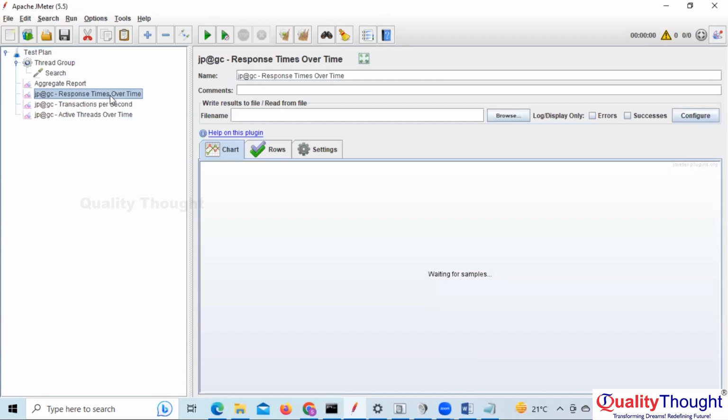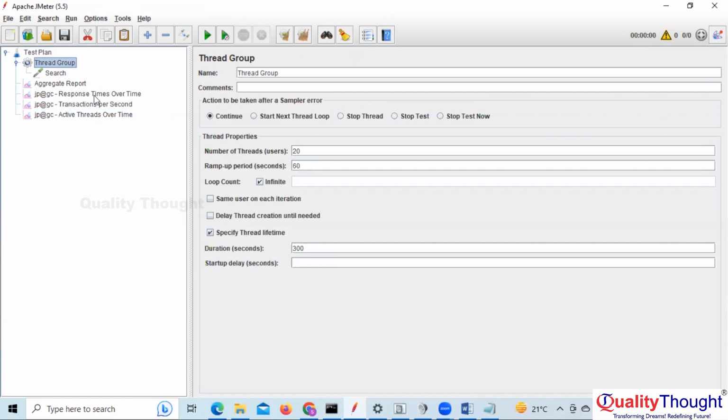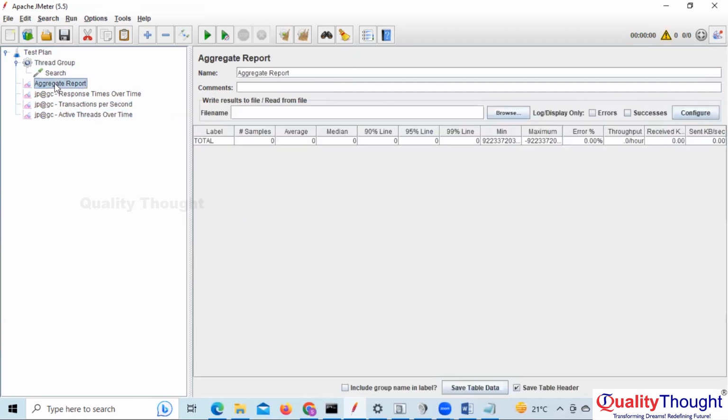It will give you the response time. The first graph will give you the response time of the search sampler, and transactions per second will give you the throughput during your run. Active threads over time will give you the graph of your threads, how your users are running, right? We are running with 20 users, and how they are running is what it will give you. Okay, let us run this.